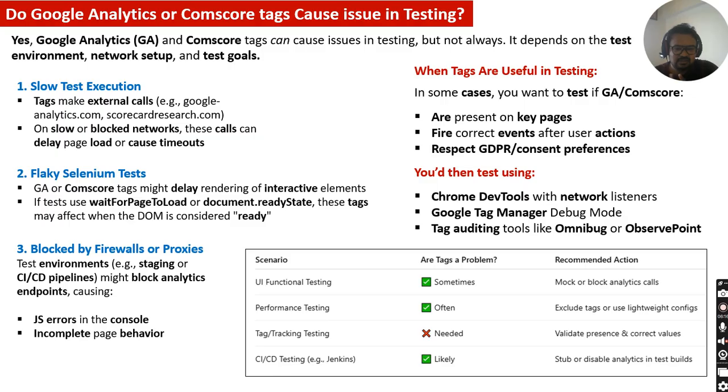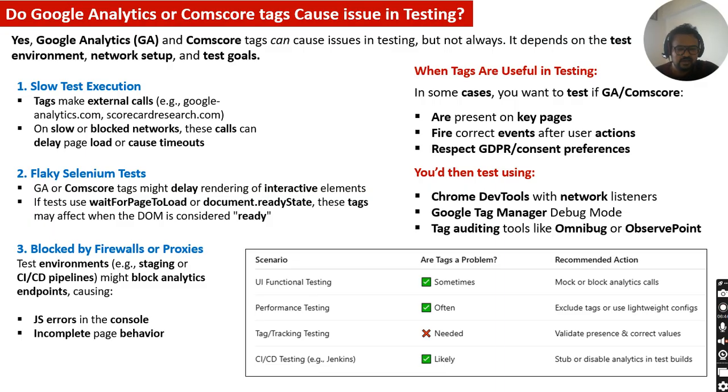Okay. Other things I will just say are a few things that you need to keep in mind. This might not be a frequently asked question, but in the case of UI functional testing, does the tag cause a problem? I will just say sometimes, right? But how can you resolve it? You can mock or block the analytics call. On a temporary basis you can mock or block those calls from happening in a staging or testing environment. Performance testing, yes, often causes issues, but you can exclude the tags in your performance testing as well.